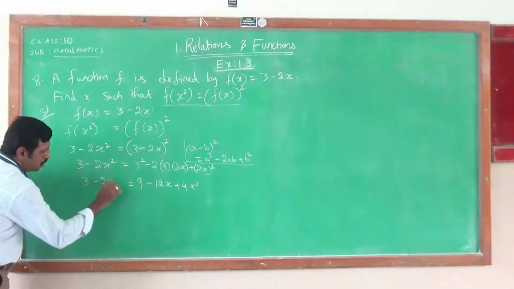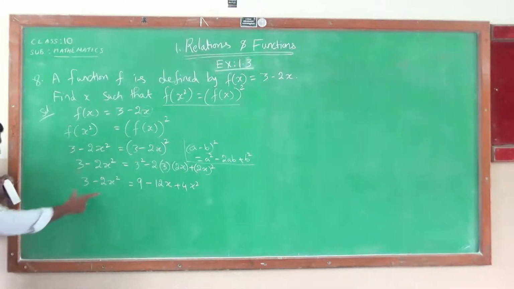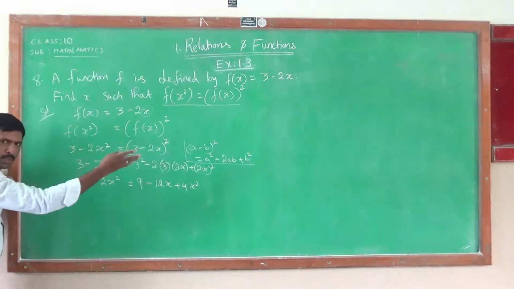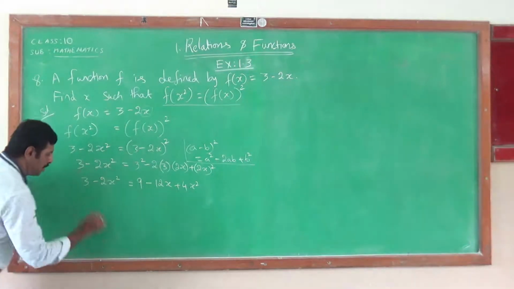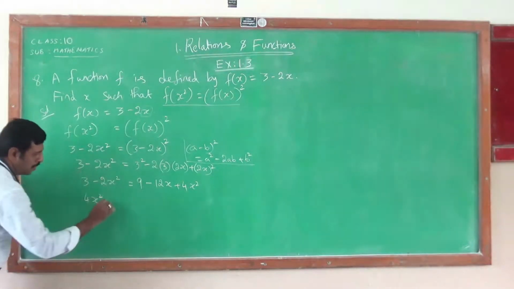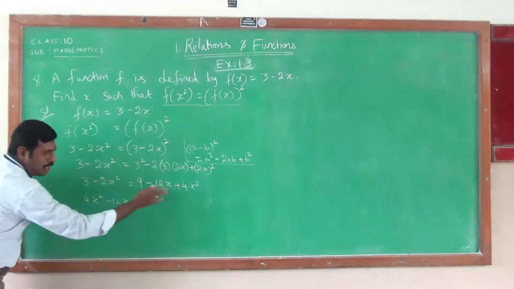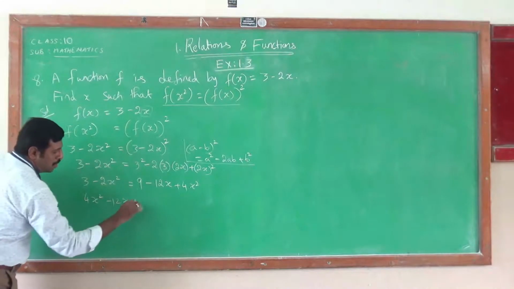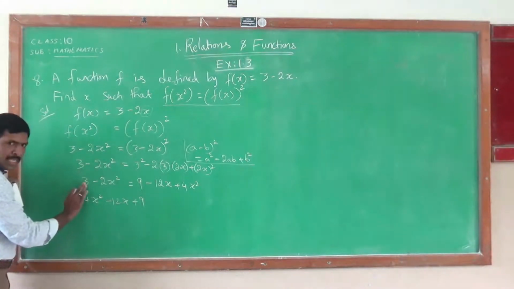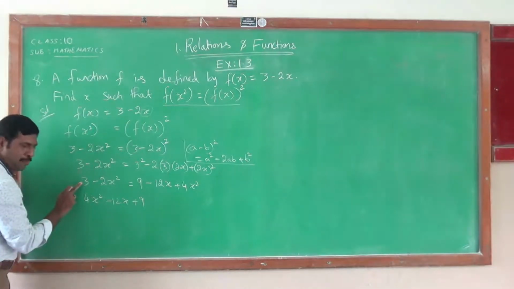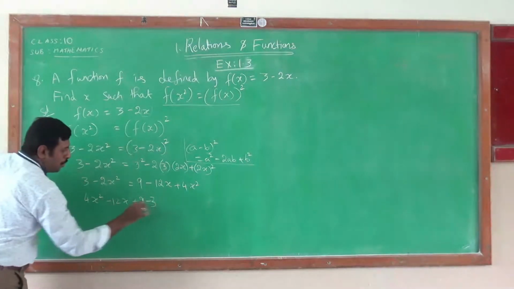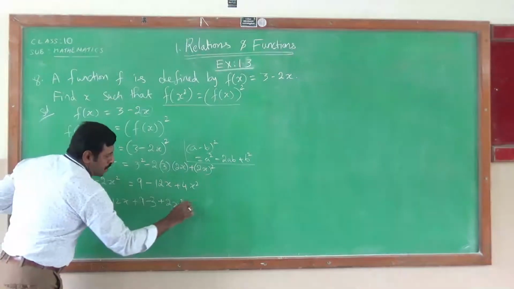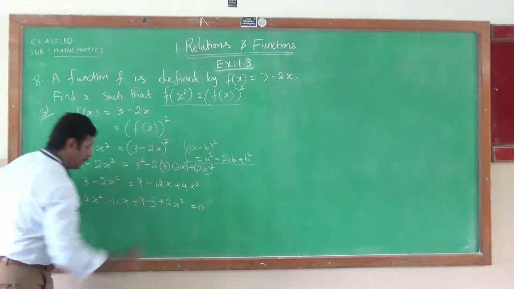3 minus 2x square. Now I take this term to another side. So totally I take the whole term to that side, which means here we have already the term 4x square minus 12x. I write in the order, right? Square term and then x and then constant. Minus 12x plus 9. Next I take the term to another side. Here we have plus 3. So minus 3. Here we have minus or plus 2x square equal to 0.